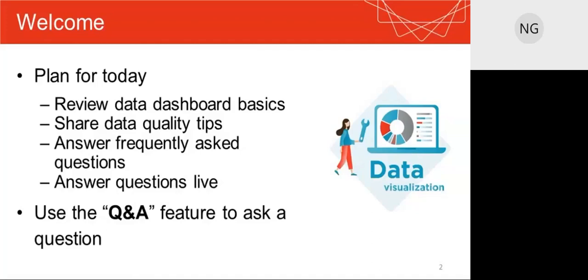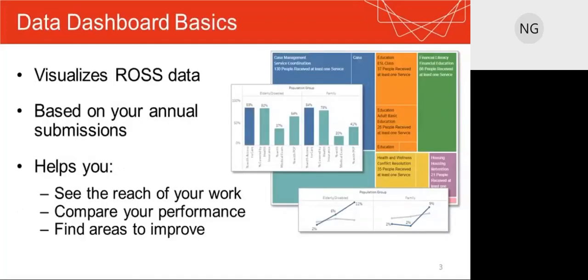So let's begin by reviewing some of the most important information about the data dashboard. And if you saw the last webinar, you'll probably remember this. But for anyone who didn't, and for the sake of reviewing the most important information, I want to touch on it one more time. So first, the data dashboard is designed to visualize the data that ROS grantees like you submit to HUD every year. And most importantly, to show you how you're performing based on that data. The data comes from the annual reports that you submit to HUD already. And the current version of the dashboard has data from the fiscal year 2017 through 2019 reporting periods.